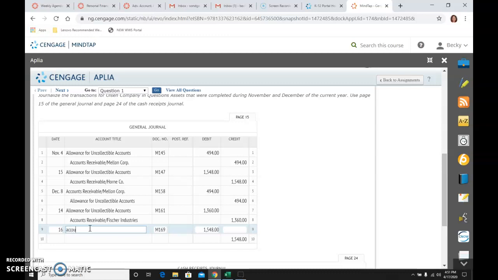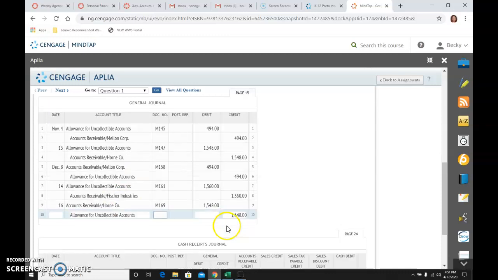So I'm going to debit accounts receivable, Horn Company, and credit the allowance. Put it back in there. Allowance for uncollectible. So that reinstates the receivable on December 8th and the 16th for Mellon and Horn.